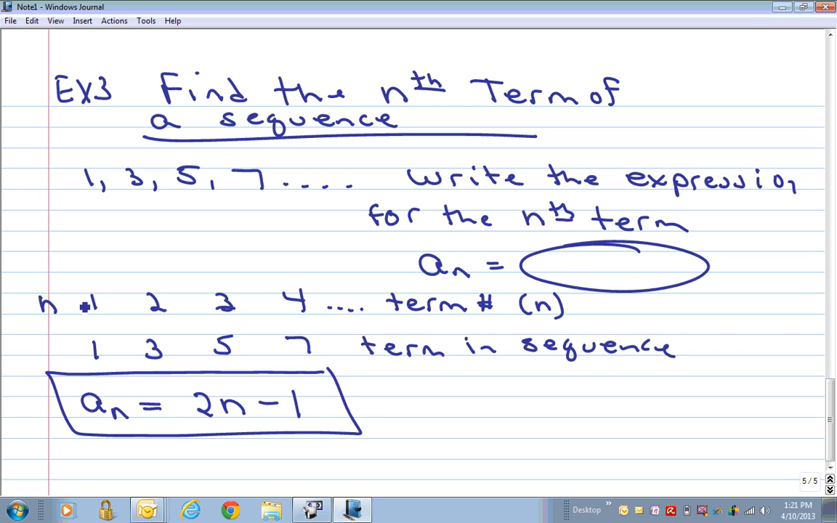So sometimes you can try doubling or tripling the term number and then adding or subtracting to get to your actual term. Sometimes that's the pattern that works. Make sure you have that written down.